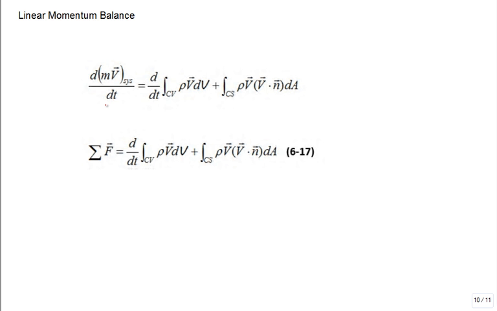How can the linear momentum of a system change? Change with respect to time. We have this equation. You know, that equation isn't always written that way. Sometimes it's written this way.